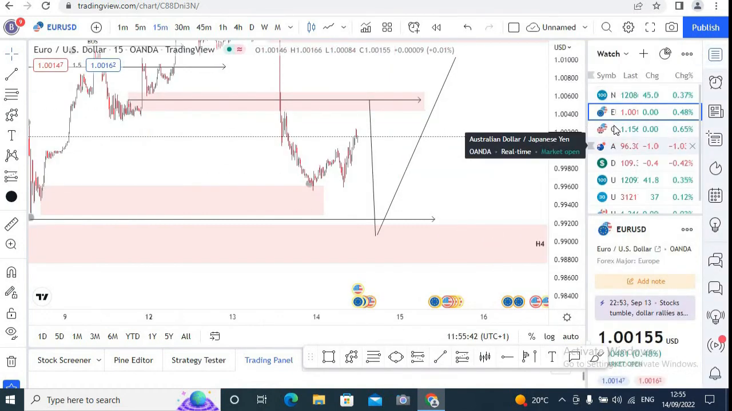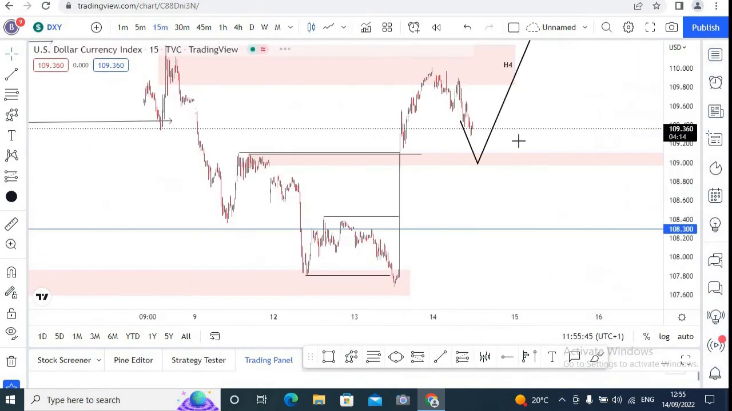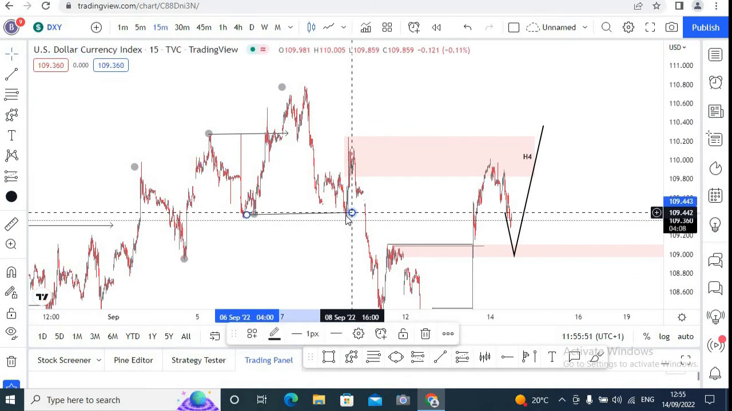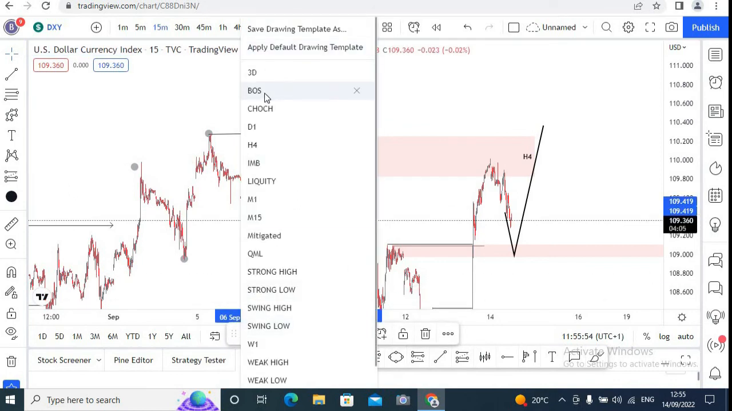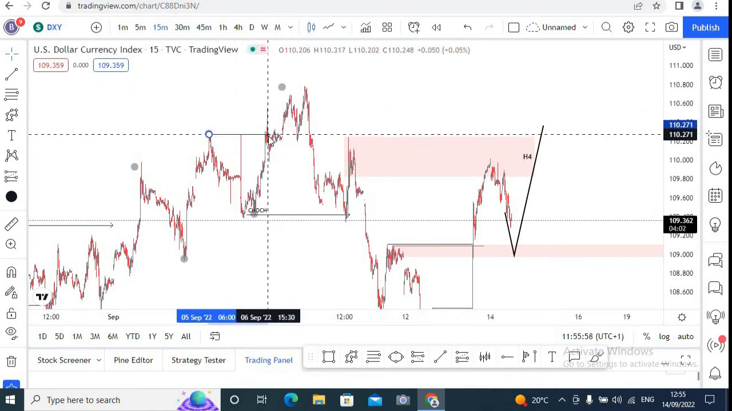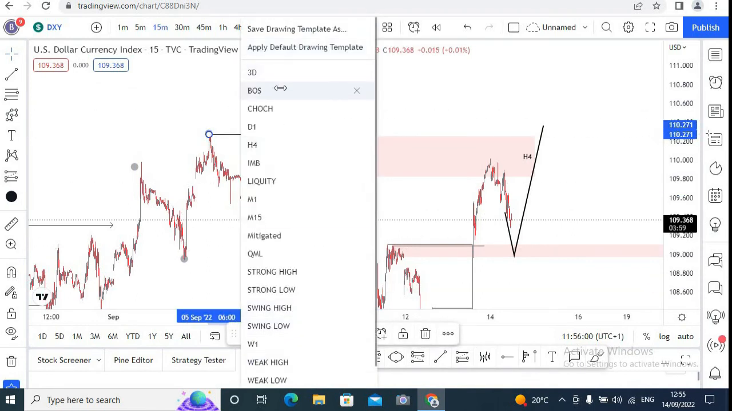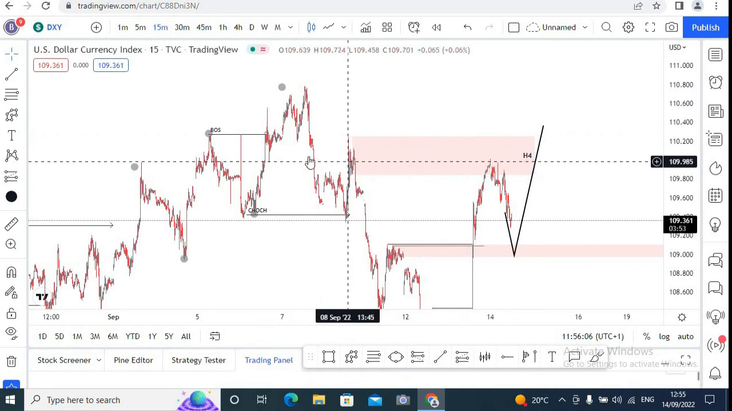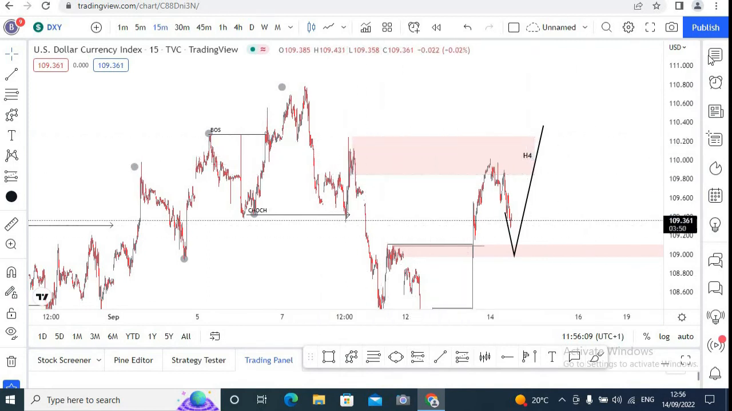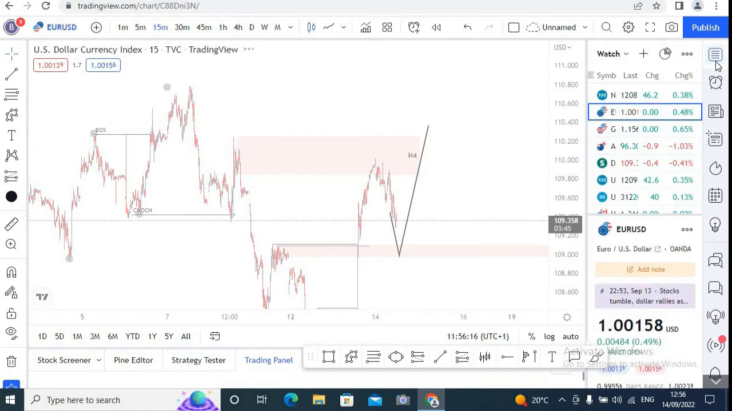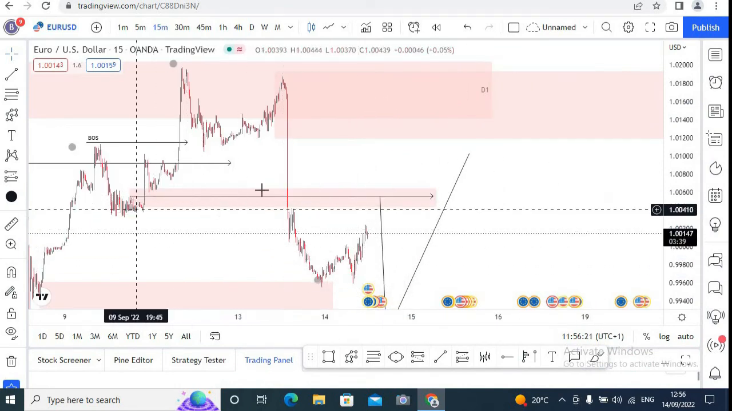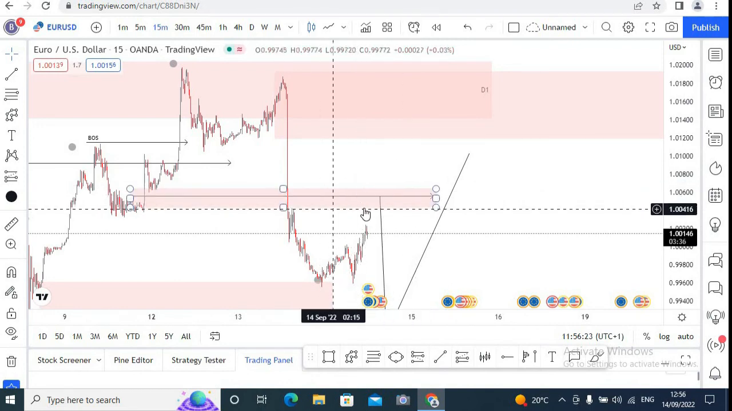So that's how you look for your bias. If you go on DXY, it will help you to understand that we did have a nice change of character, a nice change of character right here, and a break of structure. And also we have our supply zone area. So today, if you're going to look for any trade, you're going to look for buys on euro, and then this was going to go down, and you can see we have that bullish momentum right there. We did even show you the change of character, and now we just want to see what the price will do after reaching this momentum.